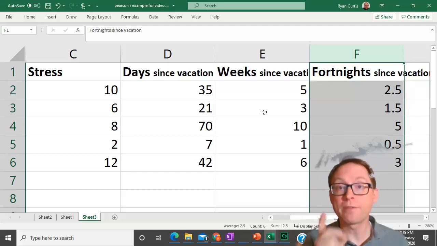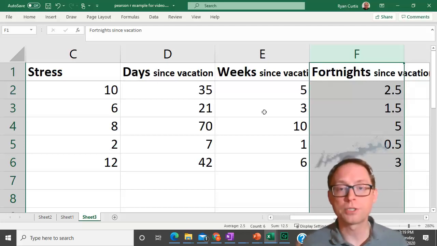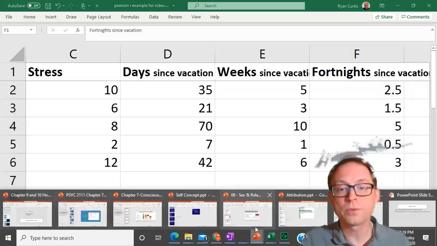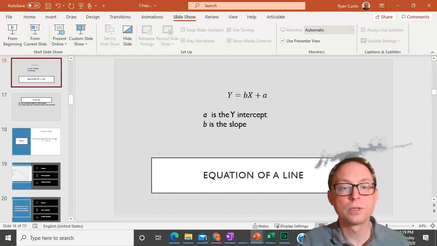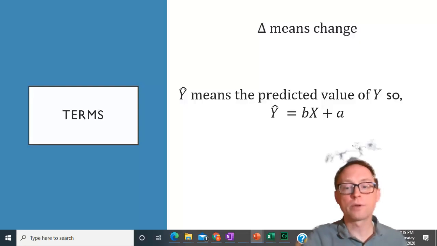Sometimes you don't have a perfect relationship, and you still want to predict how stressed you're going to be if 8 weeks have passed since your last vacation. So in order to do this, we've got to use some different equations. So let's talk about it. So this is where we're going. What you've done in middle school, all that stuff that you did in middle school, that was for a perfect relationship. But now we're not talking about perfect relationships anymore.